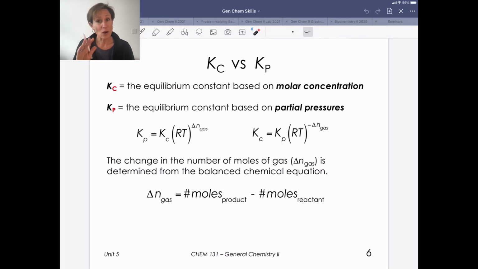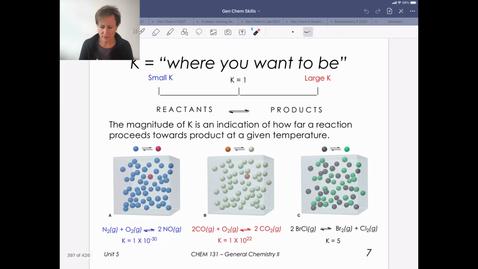So the number of moles of gas that are a product minus the number of moles of gas that are a reactant. Now, one of the things you'll notice is if you have the same number of moles of gas on each side, your equilibrium constant doesn't change. But you might have a situation where it does change and you have to know which equilibrium constant you're using. All right, so lots of little things, theory and some small calculations that we're working through here.